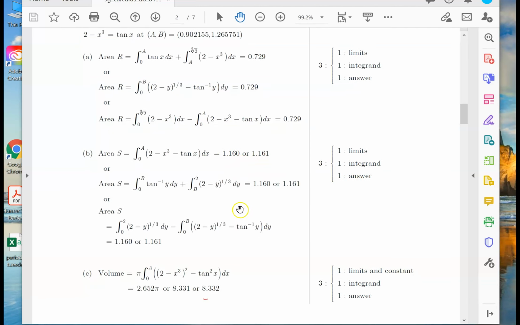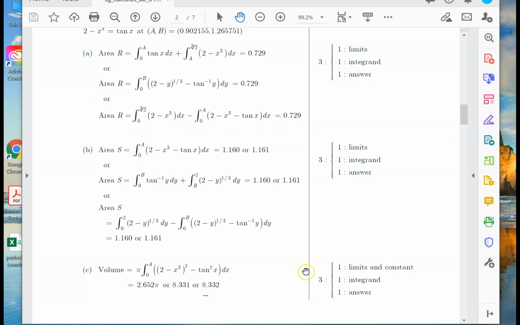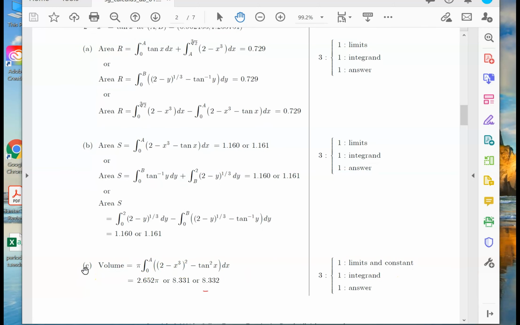Now for part C, they added this constant. The constant is pi, because we were using the washer method for part C, and so our cross sections are basically circles, right? They're washers. So it's pi times this radius squared minus that radius squared. So they would be looking to see that you had that pi as part of your integral. And then of course our limits from 0 to a, and then the integrand here, which were these 2 functions cubed and then being subtracted, and then dx. And then of course that answer, it could be written in one of these 3 ways.